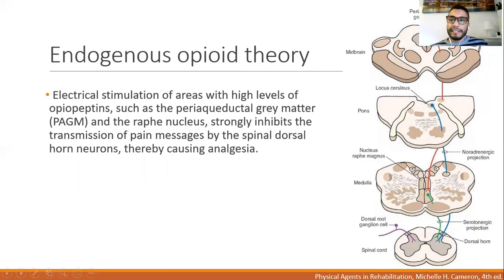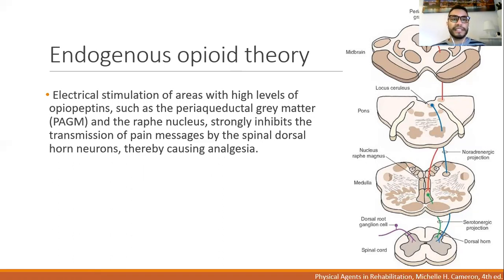Why is that? Because when this area here in the midbrain is stimulated, the neurons in this area are fired, and they induce the activation of noradrenergic nerves. So these nerves will go down here and also release serotonin and release enkephalins, which will be responsible for inhibiting the release of substance P from the afferent nerves.